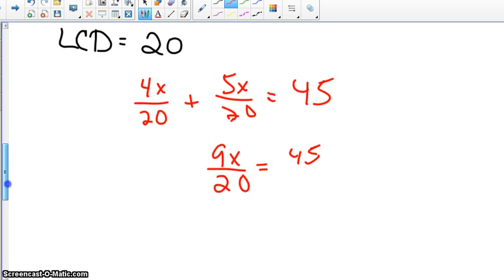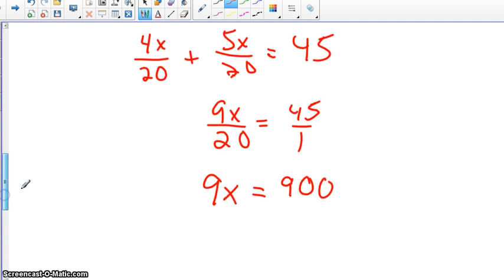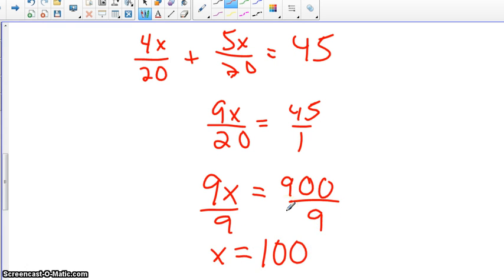How do I do proportions? This is just like a problem you did earlier. We could put that over 1. So 9x, we do the extremes and means. 9x times 1 is 9x. 45 times 20 is 900. Divide by 9. So x equals 100. And you can check it by plugging x back into the problem.